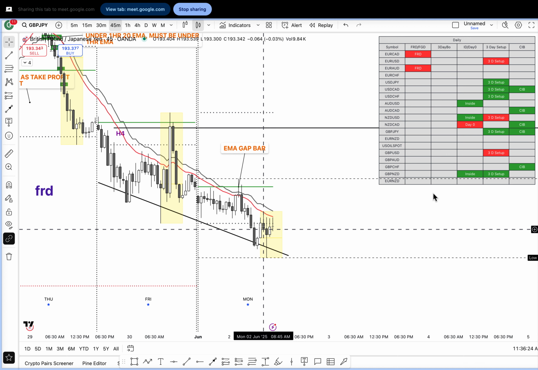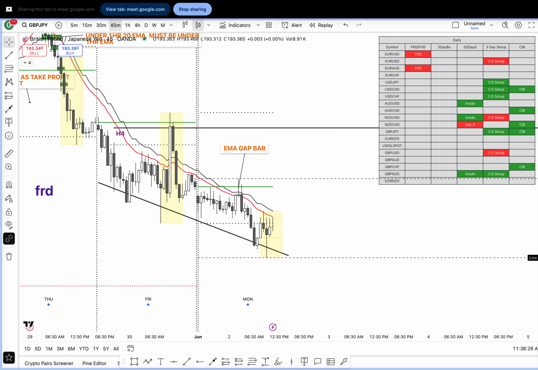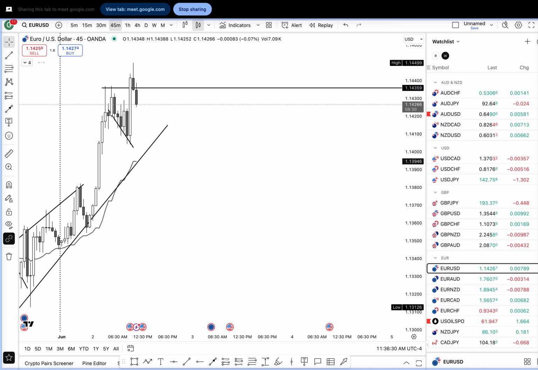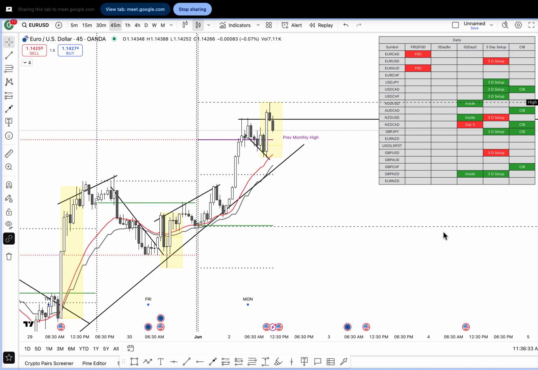Be careful, guys. Now we have EURUSD 3-day setup. Why is it showing a 3-day setup? There must be a reason, right? Let's take a look at that.